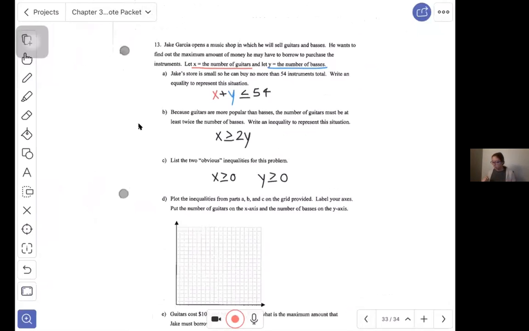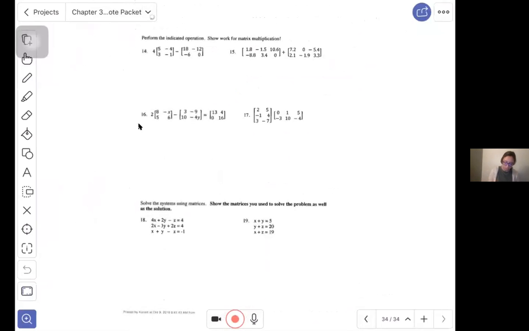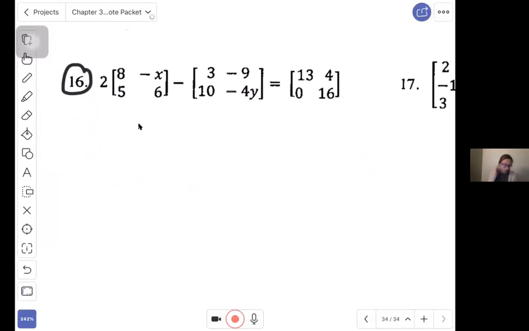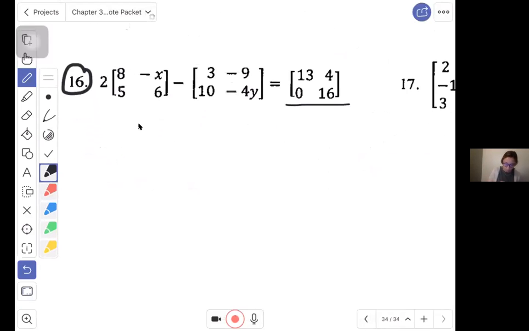And then lastly, we're going to head over to number 16 on the back page of this about matrices. So they are just saying perform the indicated operation. Show work for matrix multiplication. So for 16, we have this scalar of 2 in front of our first matrix. Then we're subtracting another matrix. And that's equal to this matrix. What's the first step we should take here?